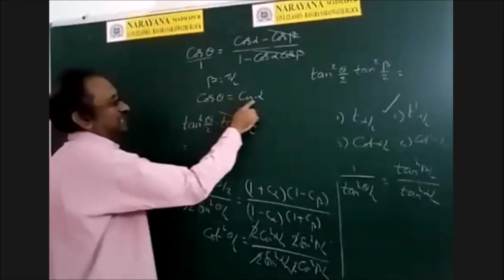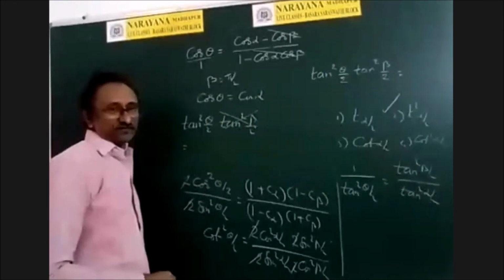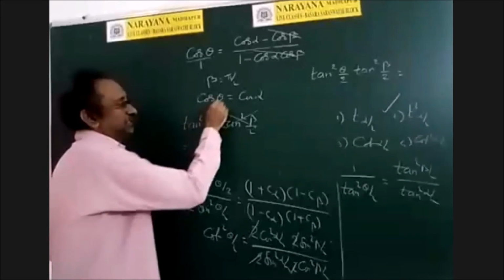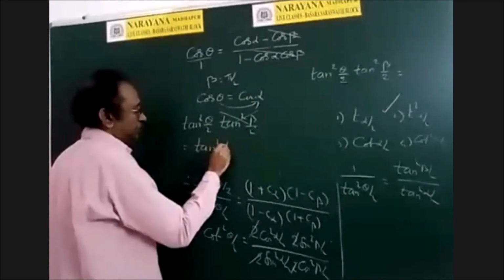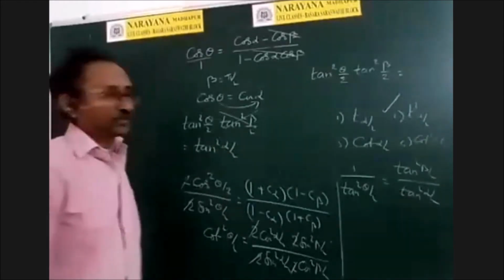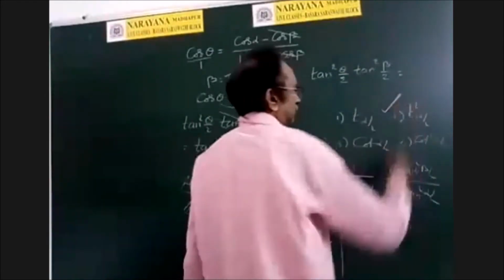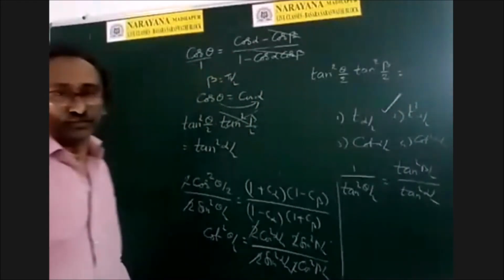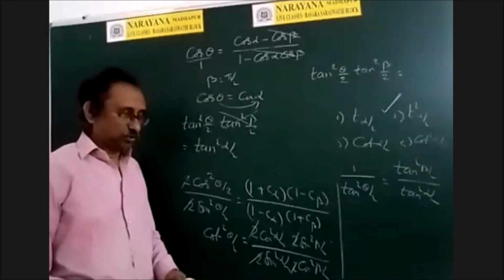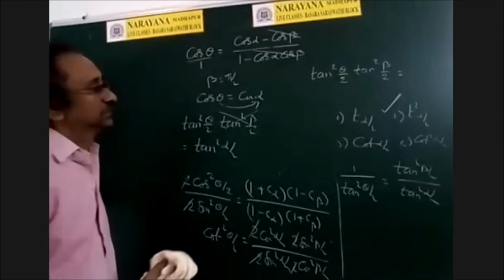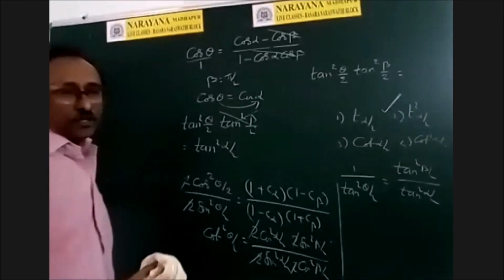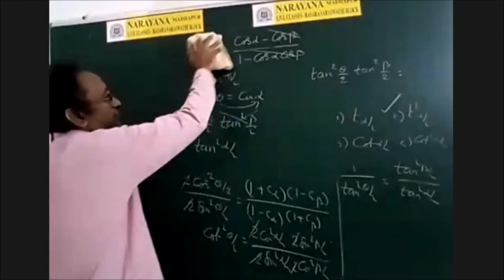But we got cos theta is equal to cos alpha. That means one possibility is theta is equal to alpha. So substitute theta is equal to alpha, tan square alpha by 2. So definitely there is the option tan square alpha by 2. Okay. So you can observe like that. Some questions you can do definitely like that, but not every problem. You cannot expect every problem like that.